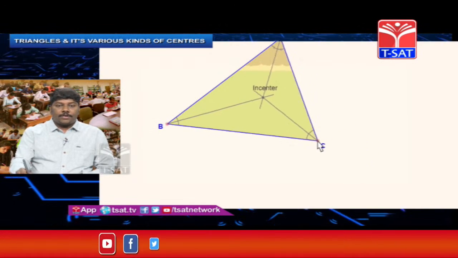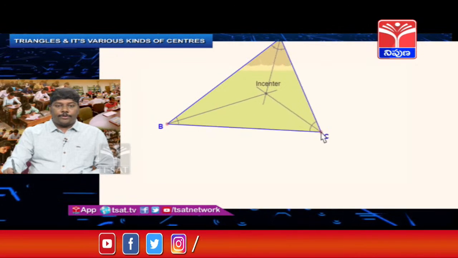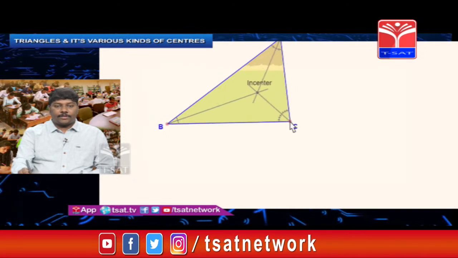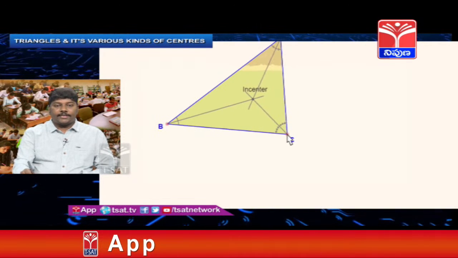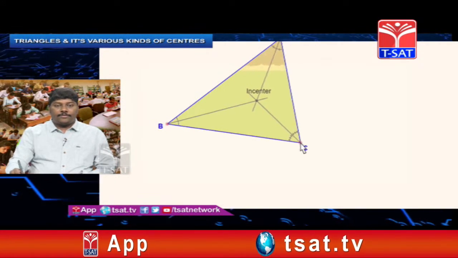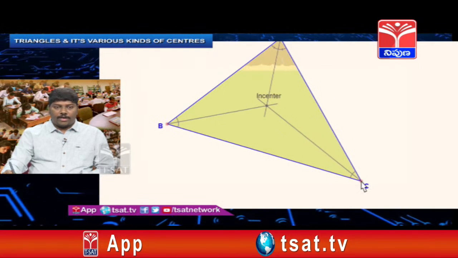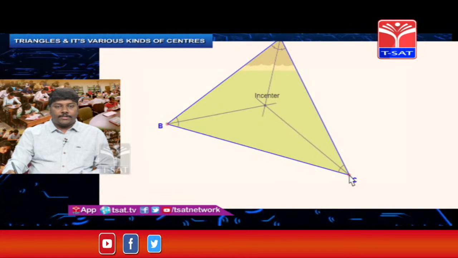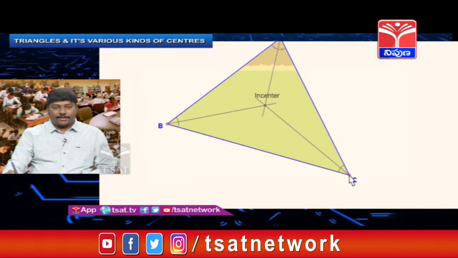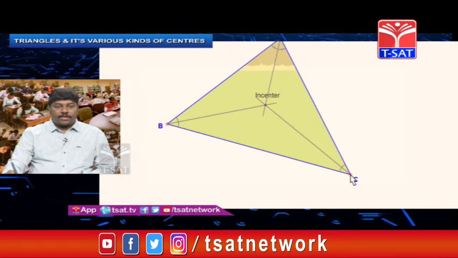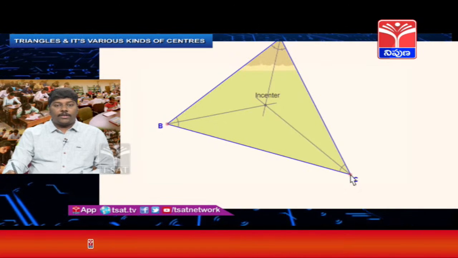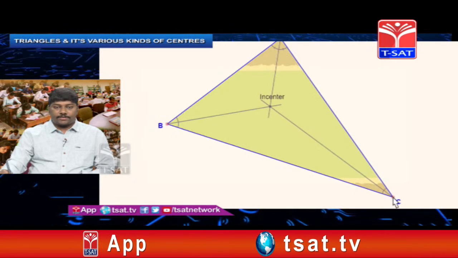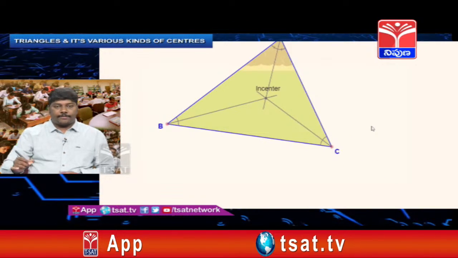And here, for an acute angle triangle or an obtuse angle triangle, the incenter stays inside. This is a right angle triangle, the incenter stays inside. Even if you take a triangle with all angles acute, here also it stays inside. So for all triangles it stays inside, because the incenter is equidistant from all its sides, not from the vertices. It is equidistant from all its sides because you can draw a circle inside.